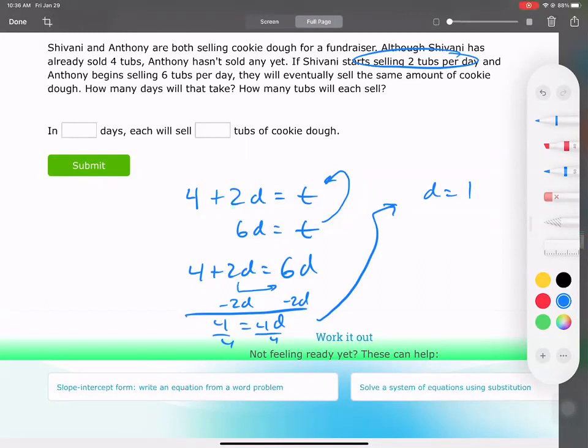And let's see if that makes sense. After 1 day, Shivana would have sold 4 plus 2 is 6 tubs, right? And after 1 day, Anthony would have sold also 6 tubs, and they would be equally matched. So after 1 day, they would have sold 6 tubs each. Man, Anthony is a good salesman. He can sell 6 tubs per day.